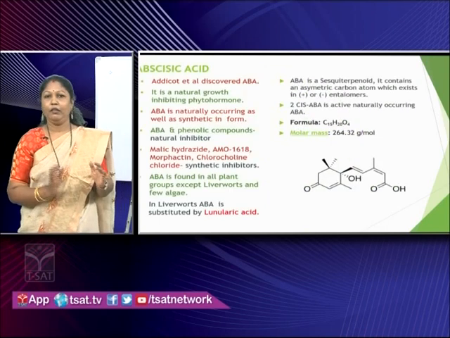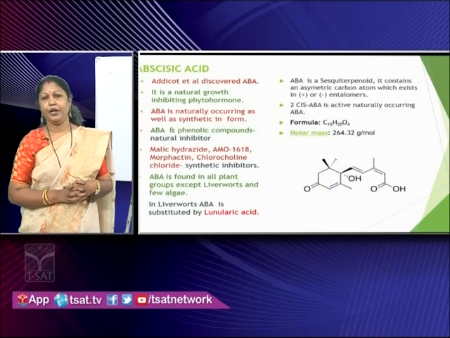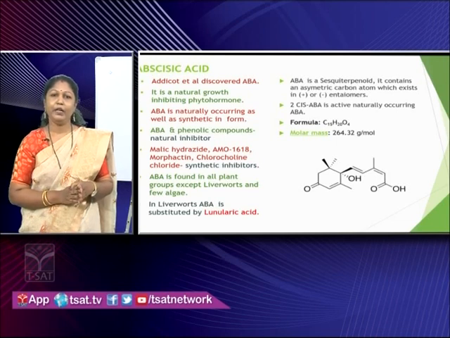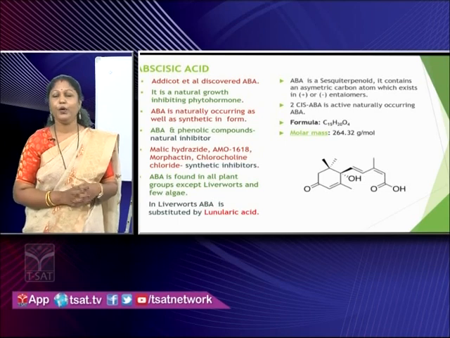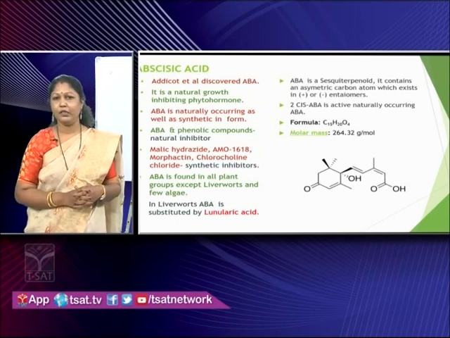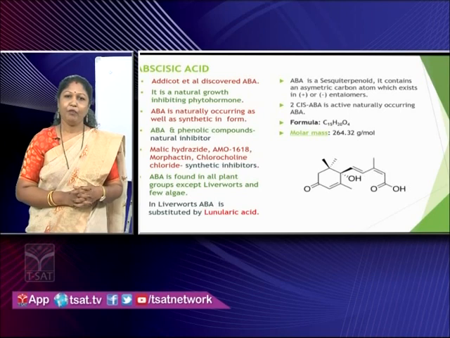Now, the three examples that we have just studied, that is auxins, gibberellins as well as cytokinins, came under the category of growth promoting substances. Now, besides that, we have inhibitory substances also. The first one among that is abscisic acid. You might be asking me why we need abscisic acid, why we need inhibition.